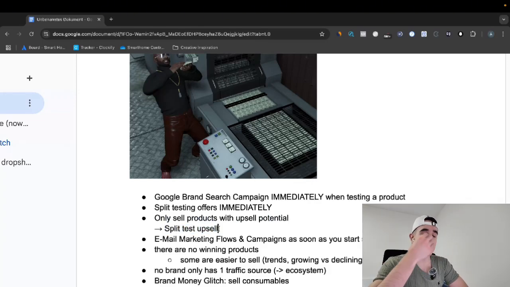So I just want to preach split testing a lot, and upsells are something which is very important to split test, and especially when it comes to product research. I only look for products that have extremely good upsell potential, and it just needs to make sense to add in an extra product to the current product. However, you're only gonna know for sure if you actually test, and that's why we split test.